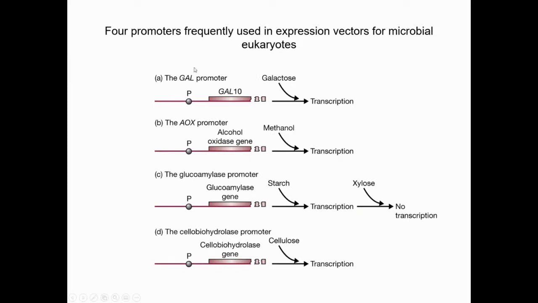And so this is the promoter for Saccharomyces cerevisiae, the GAL promoter. We use galactose to induce the transcription. The AOX, that's Pichia pastoris, we use methanol to induce the transcription. And these two, the glucoamylase promoter uses starch to induce the transcription, and uses xylose to repress the transcription. Okay.